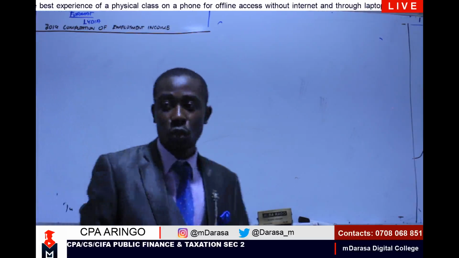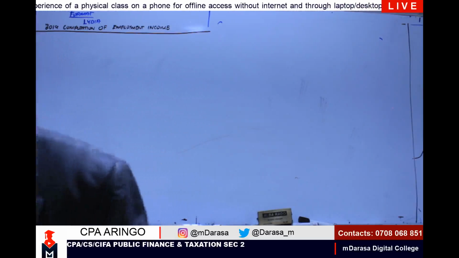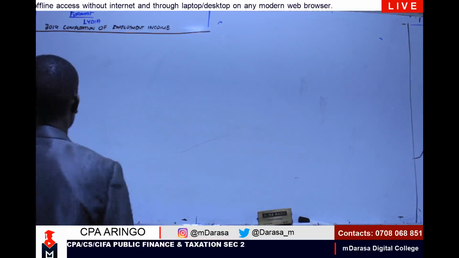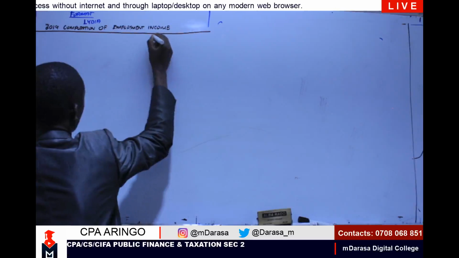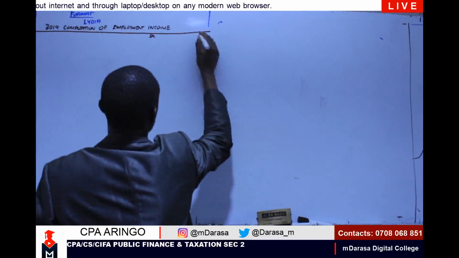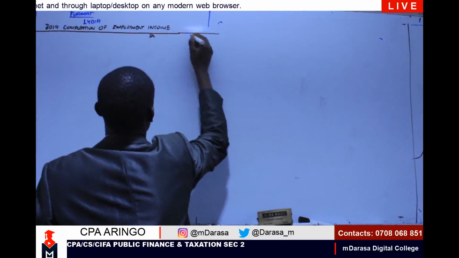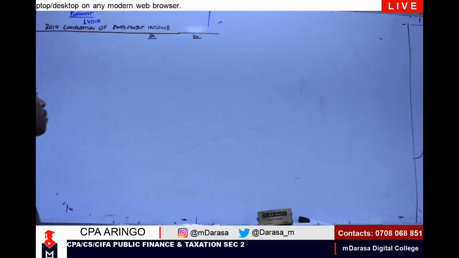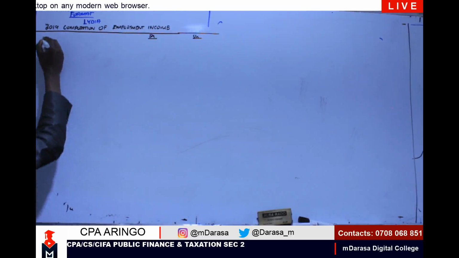So this is what you are going to do. My good student, this is what you are going to do. Lydia 2019, computation of employment income. We are going to start assuming our figures, of course, are in Kenyan shillings. We have our figures in Kenyan shillings here. Okay. So we're going to start with our basic salary.